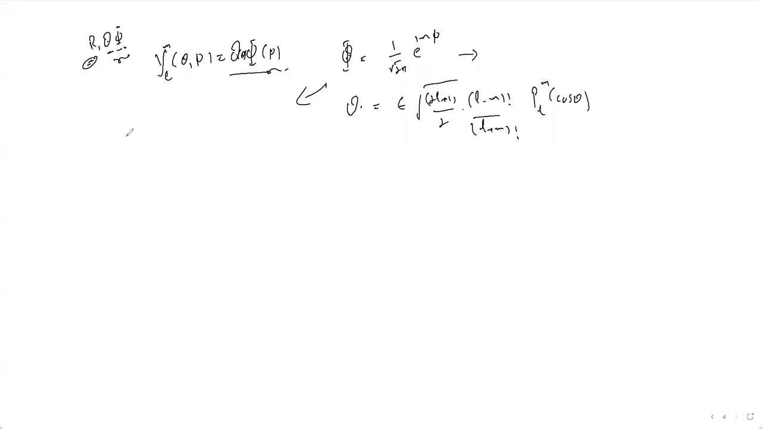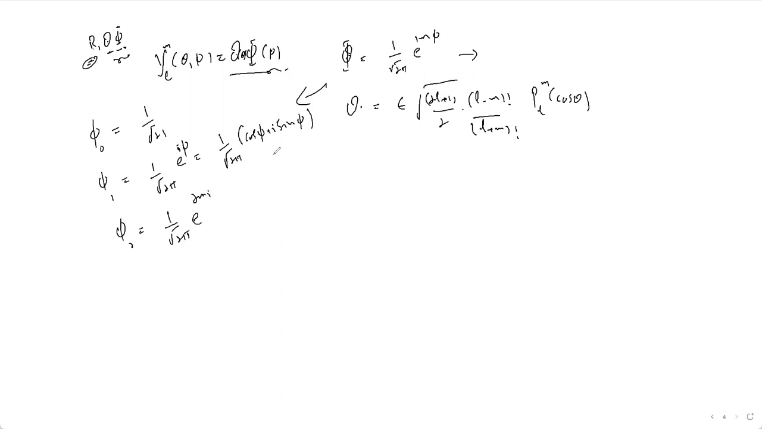So you can find the corresponding different values of this phi. Phi 0 is 1 by under root 2 pi. Similarly, phi 1, when m is equal to 1, is 1 by under root of 2 pi e to power i phi. So you can write this as 1 by under root 2 pi (cos of phi plus i sine of phi). Okay. Similarly, phi 2 is 1 by under root 2 pi e to power 2 i m phi, so cos of 2 m phi plus i sine.